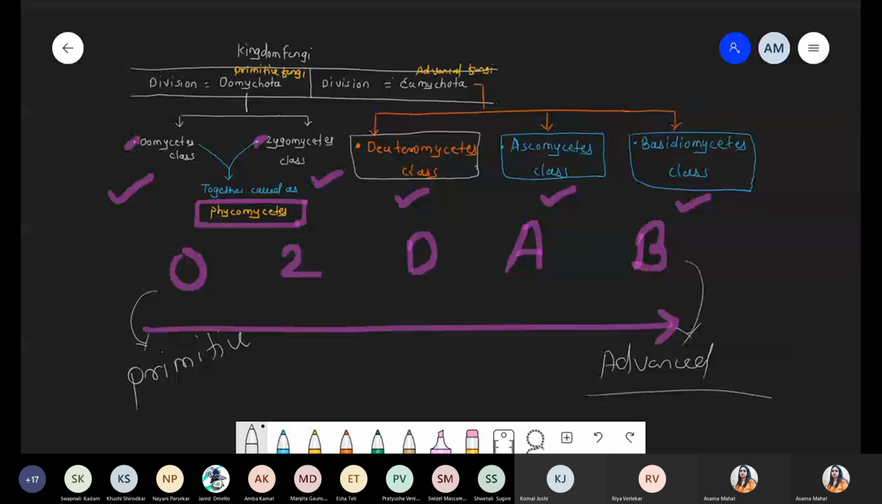Okay, chalo. So next part I continue with the classification system. Divide your page into 5 sections: 1, Oomycetes, 2nd, Zygomycetes, 3rd, Deutero, 4th, Asco, and finally Basidiomycetes. Okay, chalo. So first of all, I draw the chart.